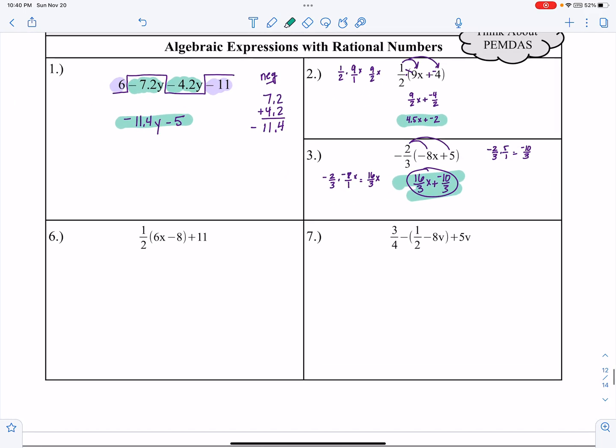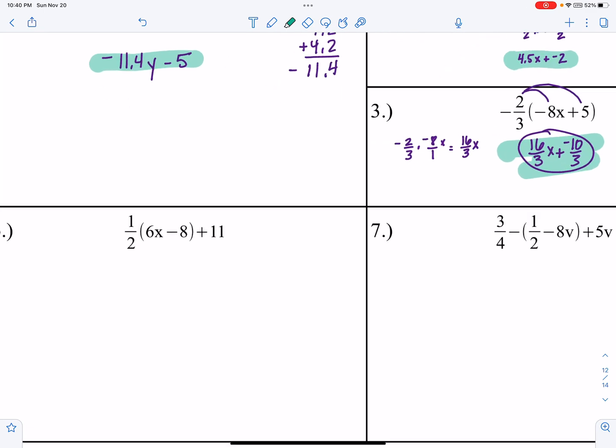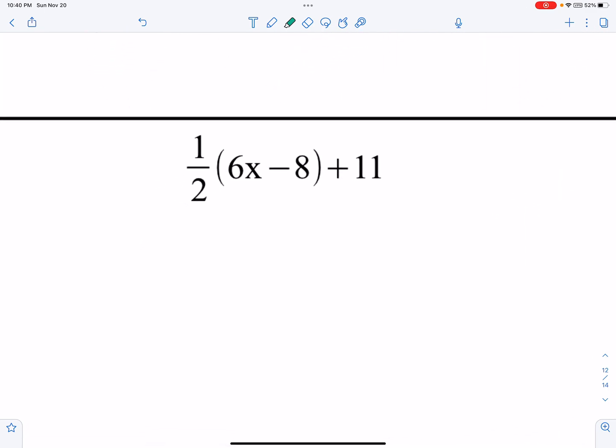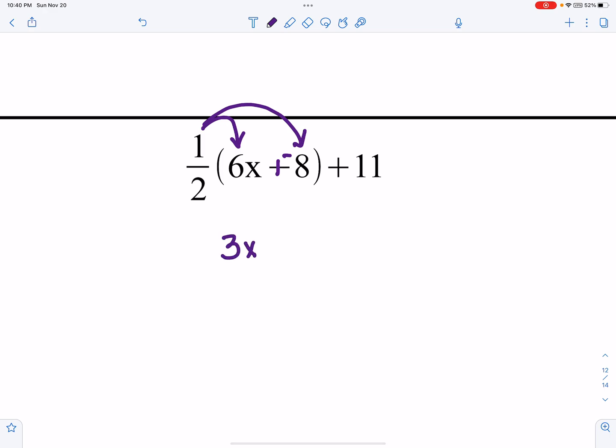On to number, skips to 6. On to number 6 here. Let's go ahead and distribute the 1/2. Okay, this one's a little bit nice here. You probably don't need to do some side work, but if you need to, that's fine. I just know half of 6 is 3. So we have 3x plus, I know half of 8 is 4, but that's a -4. And then we have our plus 11.